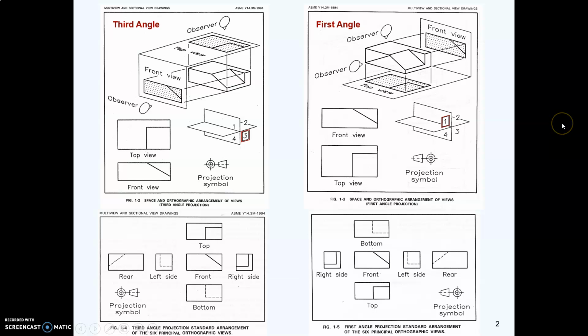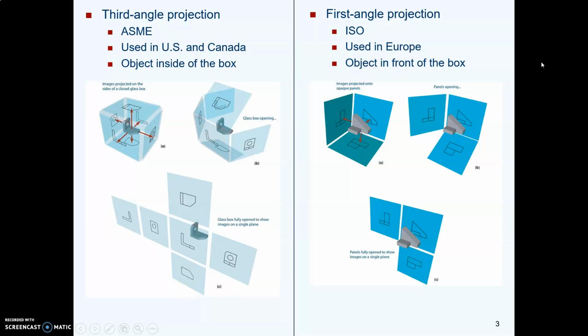These are pages out of the ASME standard, and here is ASME explaining to you what the glass box situation is. Let me just go to this next slide because this is really the clearest, I think. In the US and Canada, we use a glass box where we put our object inside the box, and then we go outside the glass box and trace the views in our mind. This is called third angle projection. That's what we use in this country.